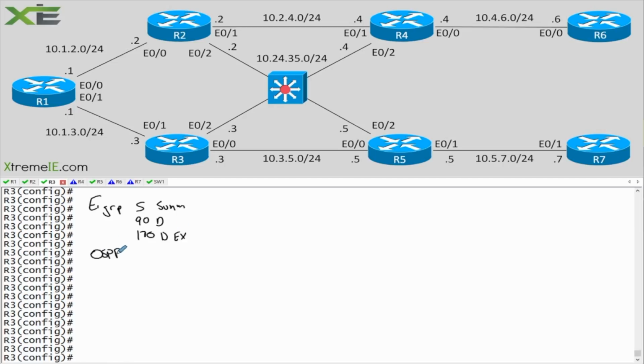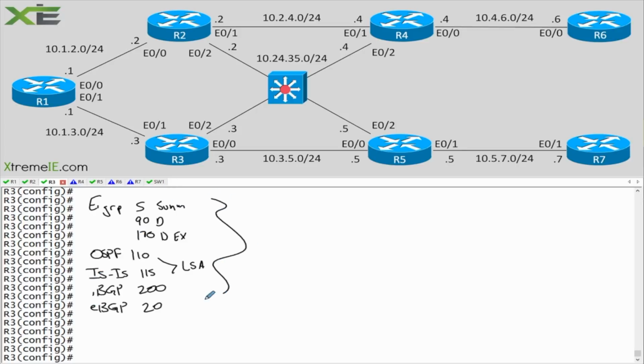OSPF is going to have 110, regardless of whether it's internal or external. We're going to have IS-IS, so let me write IS-IS. This guy has 115. I generally remember these because these are both my link state advertisement protocols, so they're easy to remember because they're only a 5 difference. And then we have iBGP, which is going to have an administrative distance of 200, and then eBGP, which is going to have an administrative distance of 20.